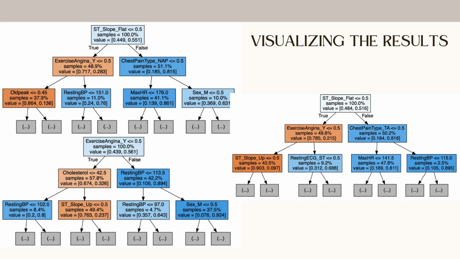At the top of the tree, the ST slope flat variable is used to make the first split, meaning it is very important for separating patients. As we go down, we see conditions on exercise angina, chest pain, old peak and resting BP. Some leaves are almost pure, for example, the purple leaf that predicts heart disease with a very high proportion of positive cases. This visualization helps us translate the model into simple if-then medical rules.